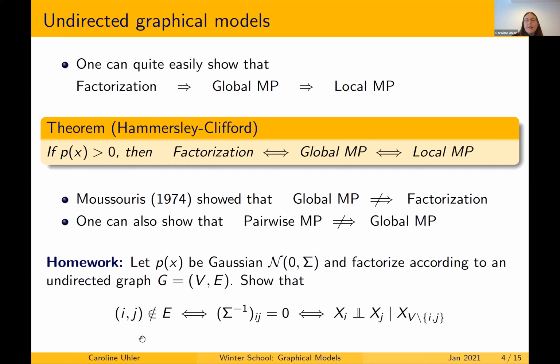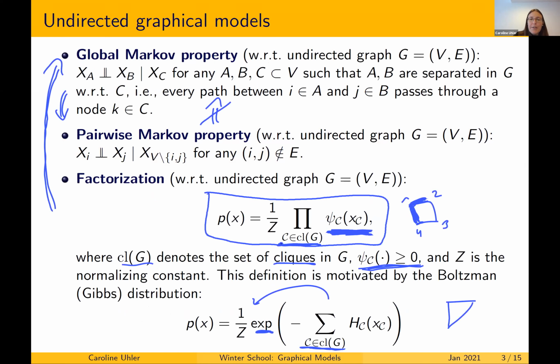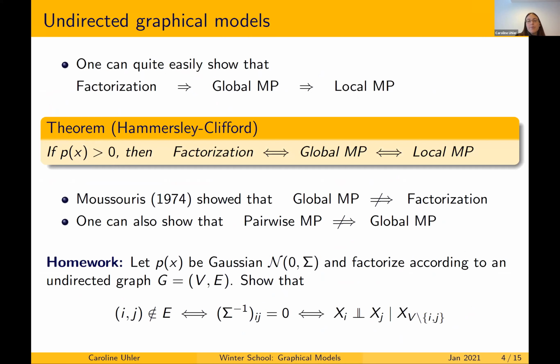And something that I will use a lot, and this would be a really good homework problem for everyone to do, is the following. Assume that you have a distribution that is Gaussian and that it factorizes according to an undirected graph. So, in particular, every term can only depend on variables in a clique. There cannot be terms that go across different cliques. And if you just write out the Gaussian density function, then in the sum in the density function, you cannot have certain terms, namely the terms that go across cliques.